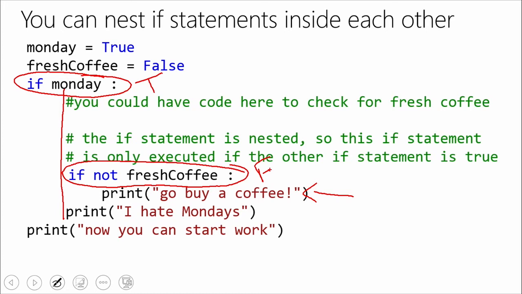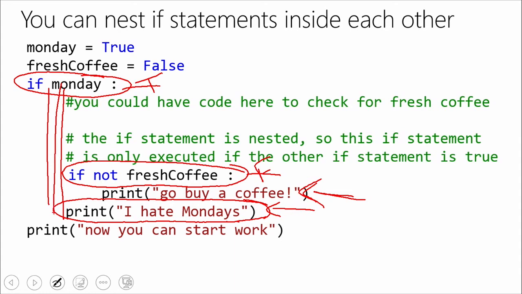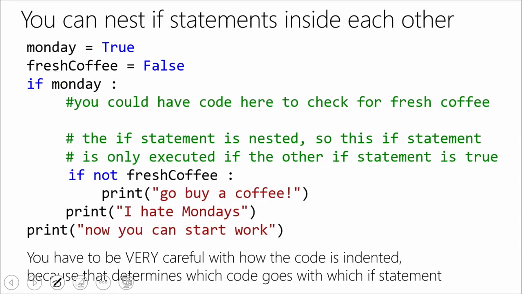You probably could have done it that way, but the biggest thing is that we also want to print something else if it turns out that it's Monday. So if it's Monday, we want to print out I hate Mondays. If it's Monday and we don't have fresh coffee, then that's when we want to do that. So we need to do multiple things on that top if statement. You can go in and tab in and nest your if statements.